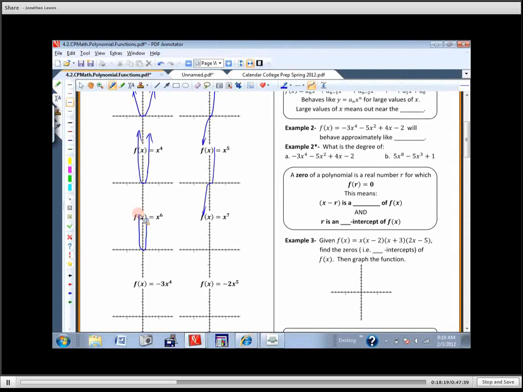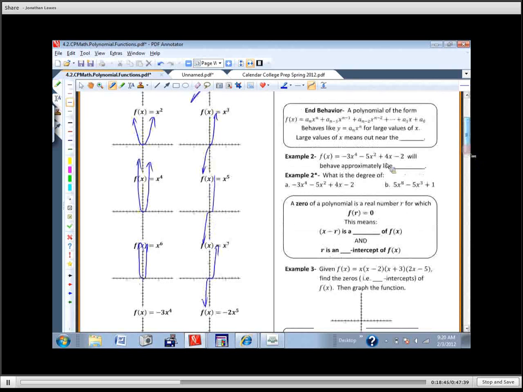X to the seventh. Okay, I'm going to draw them this way. Everybody watch. I'm going to make it start down here. Let's see. Get it right. Start down here, end up here. Okay, that's what it's going to do. So it's going to grow really fast. It's going to level off, go through the origin, and then go like that. Okay. Again, arrows on the ends because it extends forever in both directions.